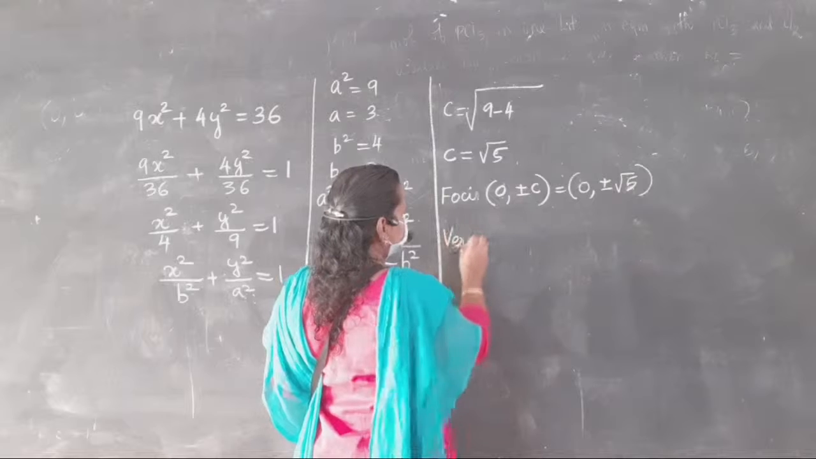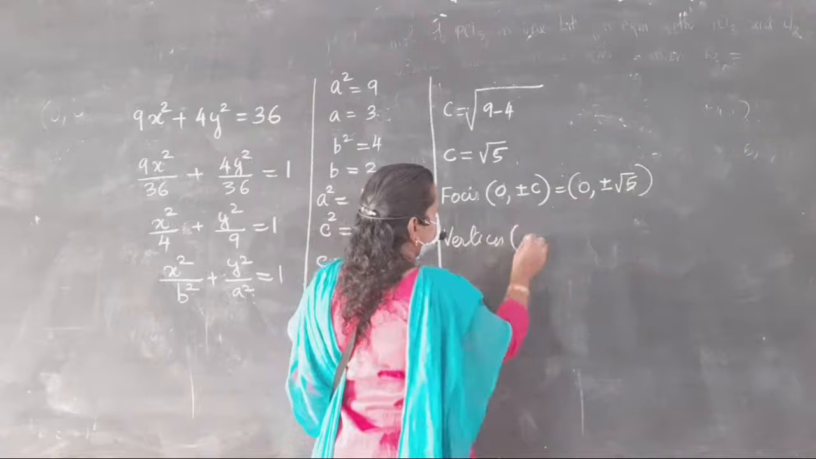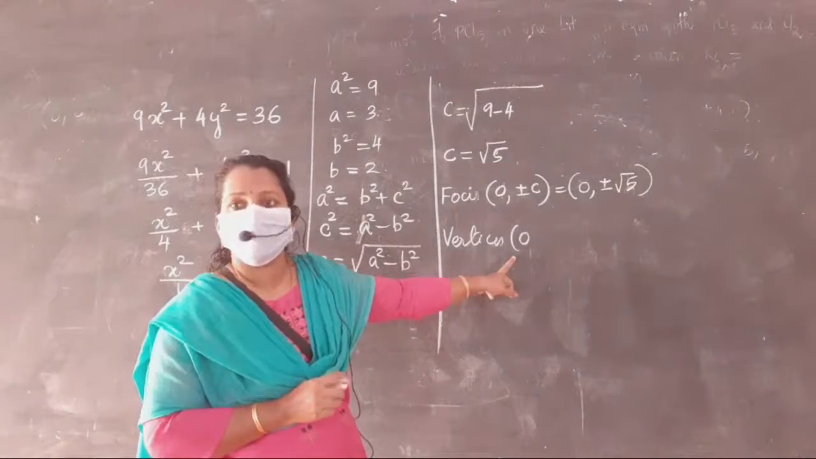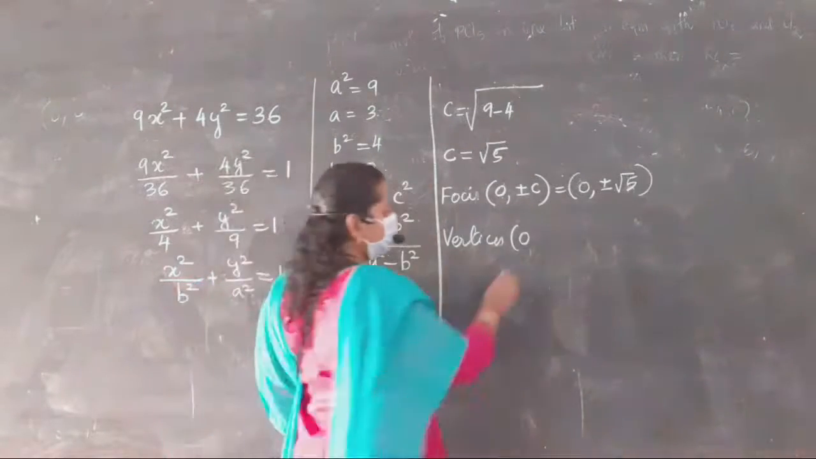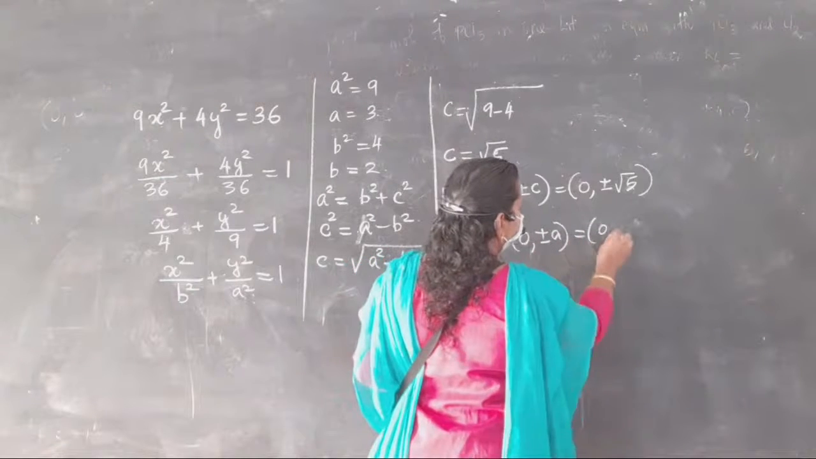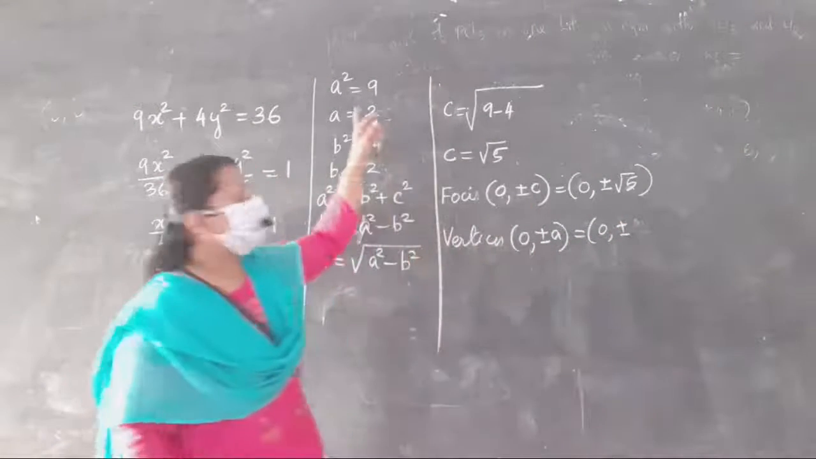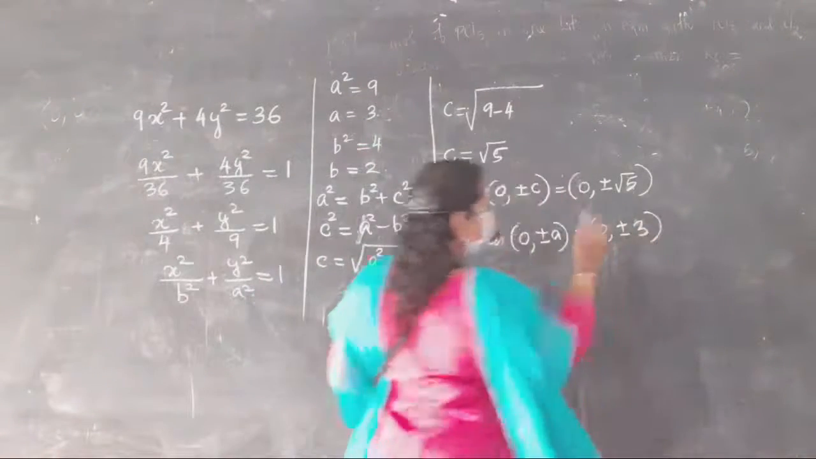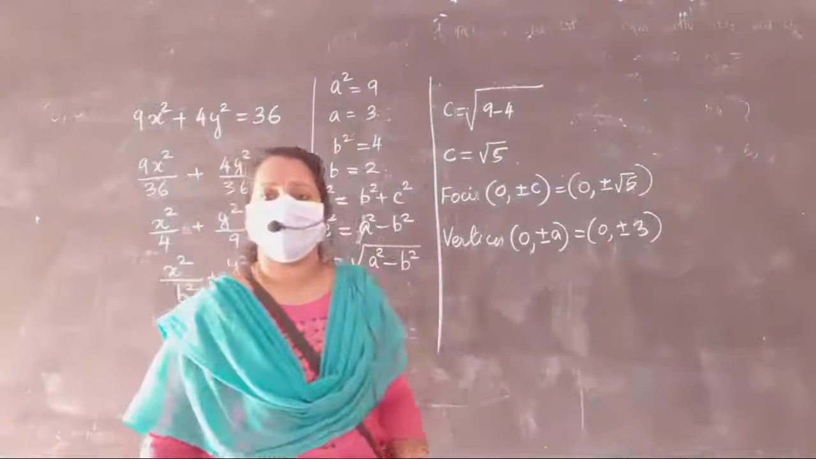Then vertices 0 അത് y axis ലാണ്. That is x coordinate is 0. 0 plus or minus a. That is 0 plus or minus a എത്രയാണ്? 3. That is 0 plus or minus 3.